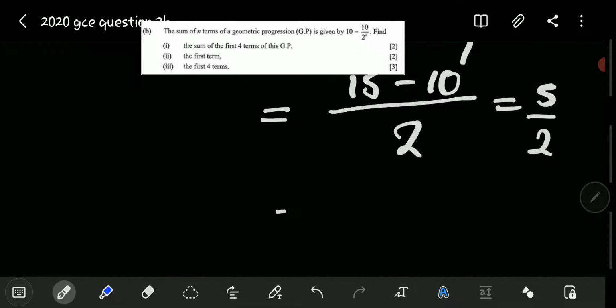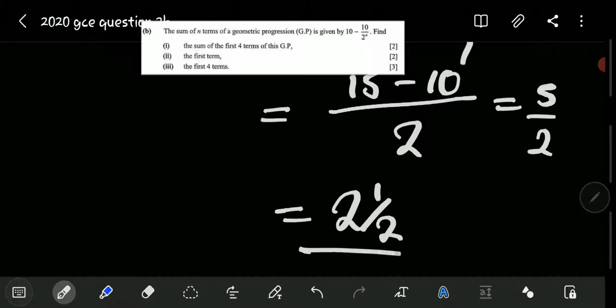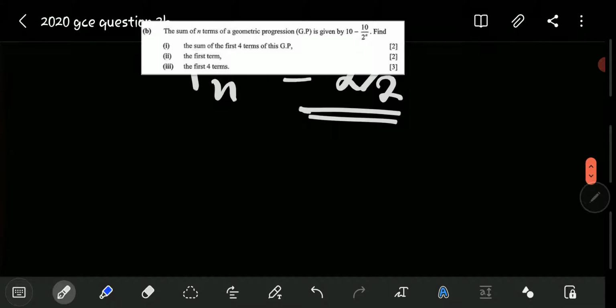2 into 5 is 2, remainder 1 over 2. So this is our second term. So the second term is 2 1 over 2. Then for us to find the third term and the fourth term, we need to find r, which is the ratio.